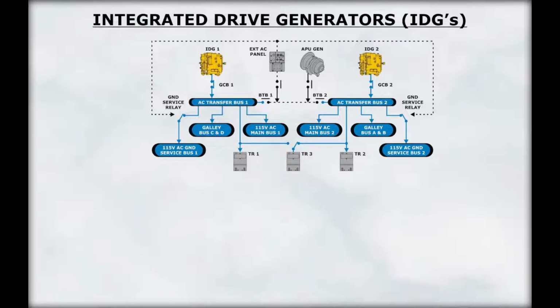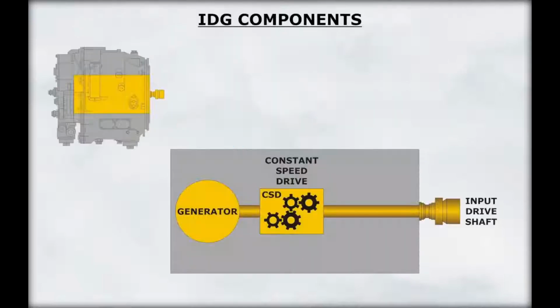The two engine-driven integrated drive generators, or IDGs, are the normal sources of power for the AC system. The number 1 IDG supplies transfer bus number 1, and the number 2 IDG supplies transfer bus number 2. The two transfer buses then distribute power to the airplane. The IDG contains the generator and drive system in a common housing. The IDG maintains a constant generator rotation speed at all engine speeds.